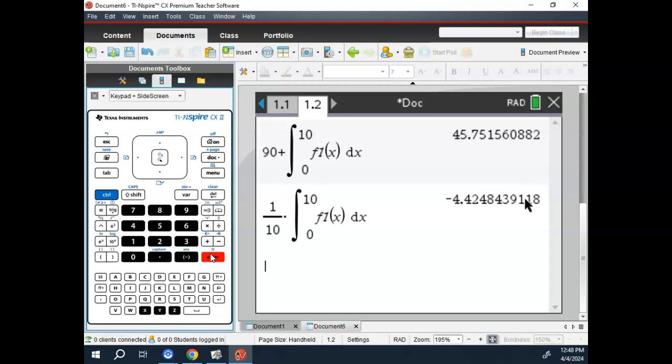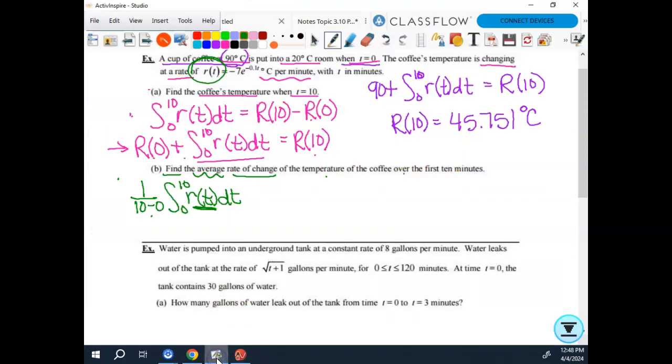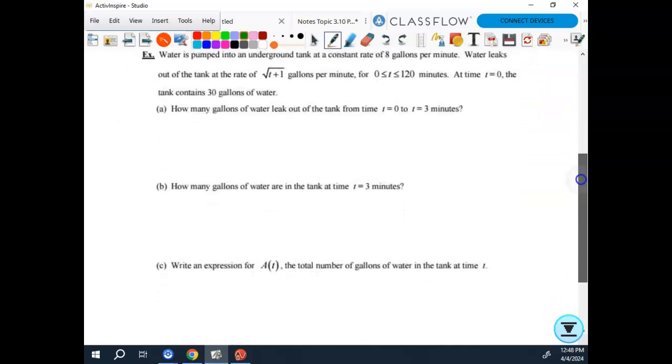All right, so does that make sense? Yes? Okay. And so that gives me negative 4.424. And what are my units on here? Degrees Celsius, good, per minute. When we integrated r of t dt, we got degrees Celsius. And then we divide by minutes, so that's where your degrees Celsius per minute comes from there. Okay? We good with that? What questions you got? All right. Y'all doing okay with the calculator?